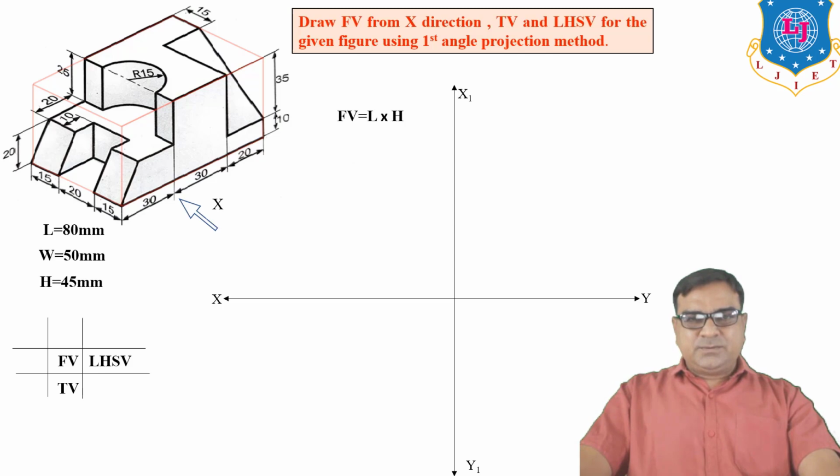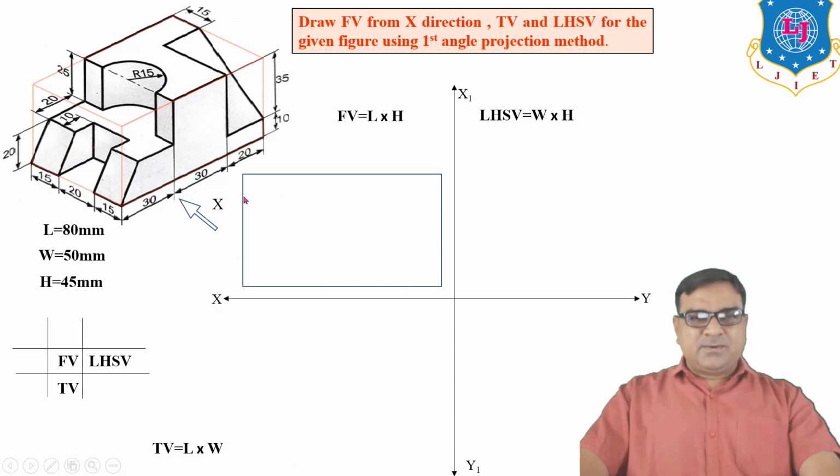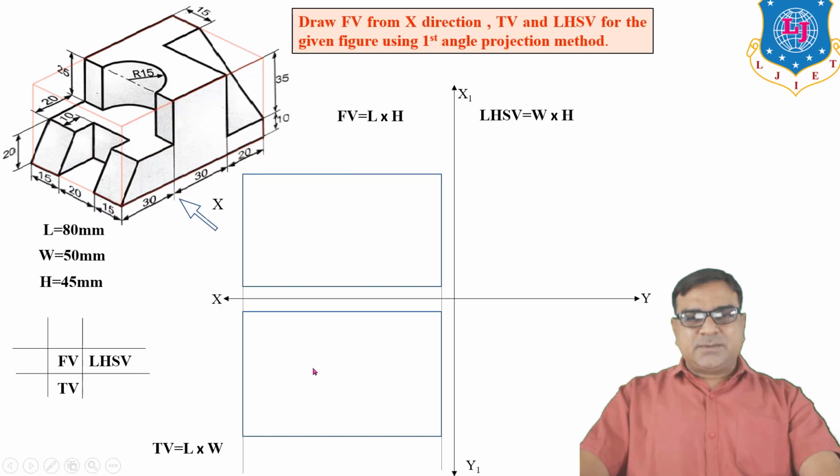Now front view is one rectangle in which the size of the rectangle is length and height. Top view comes in one rectangle of length and width, and side view of width and height. So first of all you have to draw the overall length and height. Draw one rectangle, our front view comes in this rectangle only. Similarly top view comes in this rectangle which is of length and width.